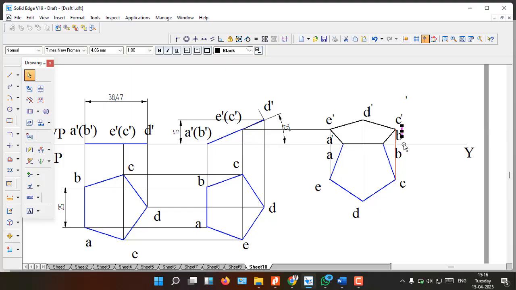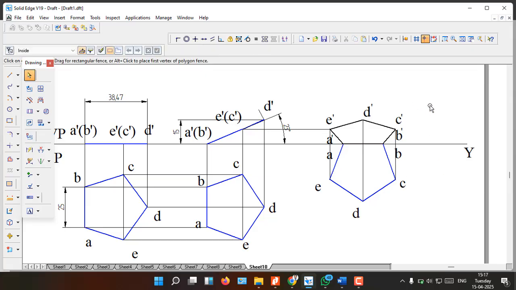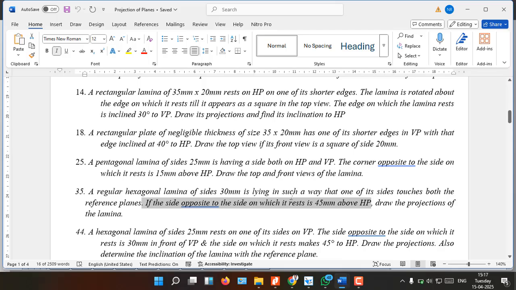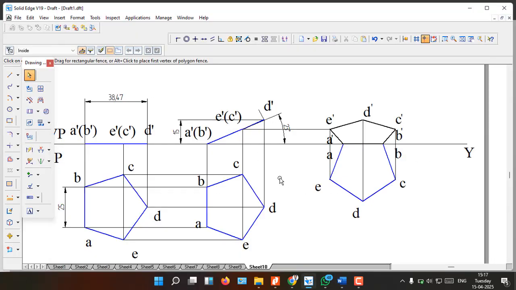Okay. So one of the touching edges will be on both the reference planes. Even in the hexagon, the resting edge should be kept like this, and we are going to drop the projection. Okay. So read the problem carefully. It gives almost clarity on what exactly is to be done. Understand the concept, then doing it in software is the easiest way.